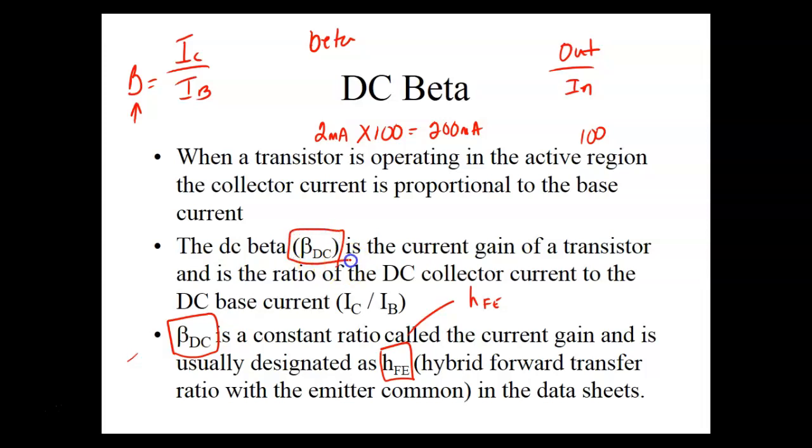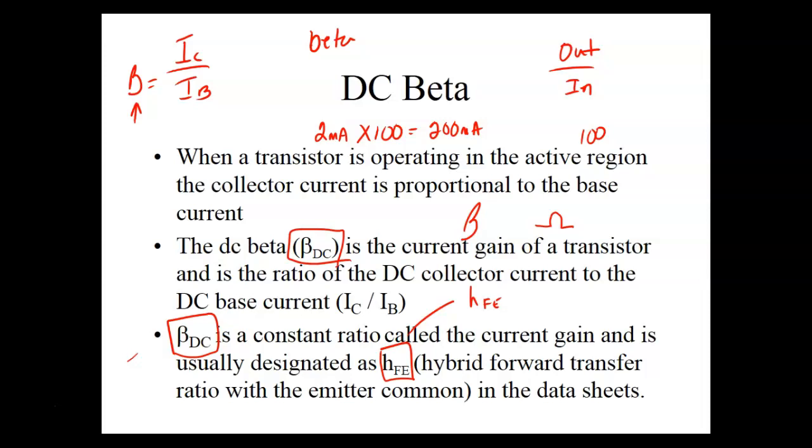That's not B, that's beta. That's the Greek for beta. Yeah, beta, this is not the letter B. It's the Greek symbol for the word beta. It's just like this. Well, that's the Greek symbol for omega, but we call it what? Ohms, yeah. So beta DC is the same as H sub FE in the data sheet.